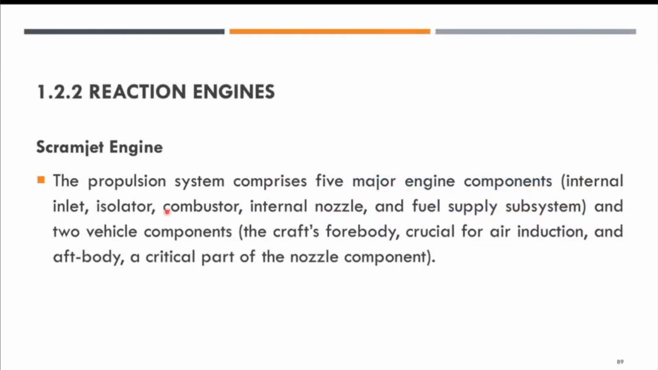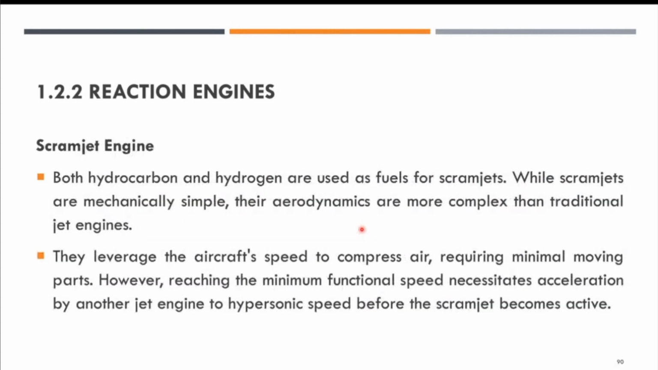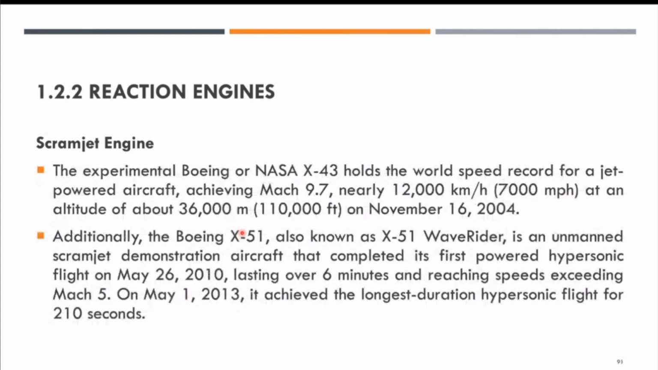Okay. So the propulsion system comprises 5 major components. You have the inlet, isolator, combustor, internal nozzle, and fuel supply system, right? So it looks very neat, but it's actually very difficult to control in terms of the shock formation. Okay. Both hydrocarbon and hydrogen have already been used as fuel for scramjets, but it is still in the experimental stage. Okay, so that's why we have experimental aircraft, NASA X-43, Boeing X-51, and the rest.